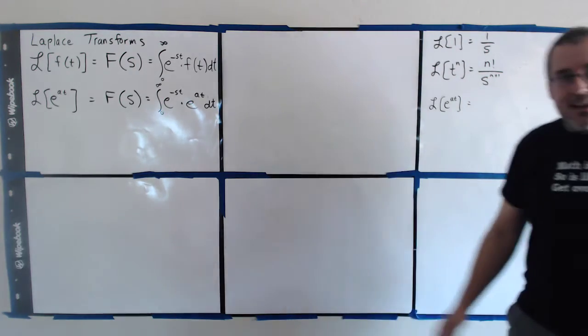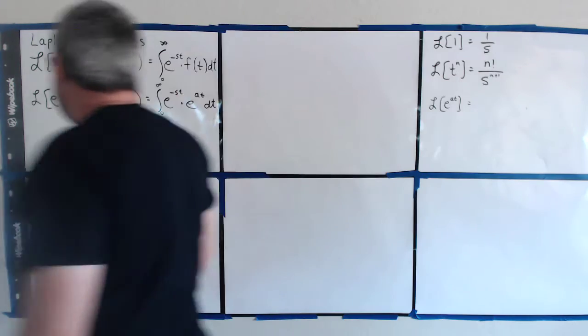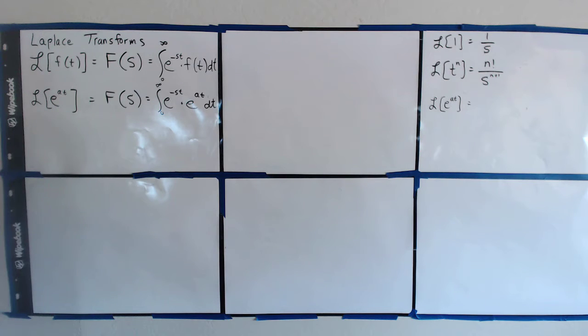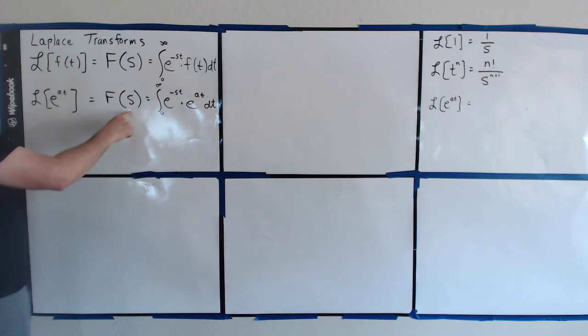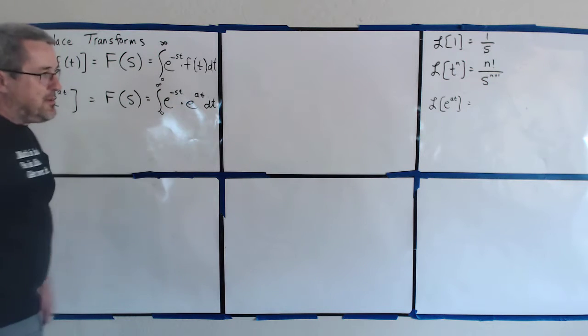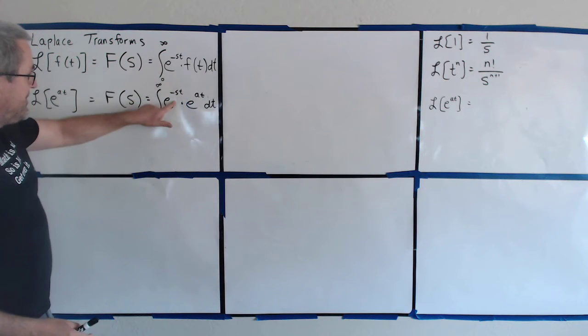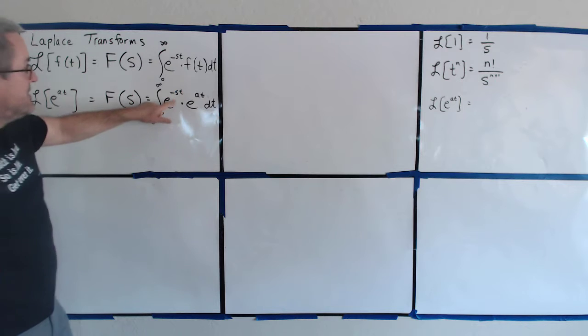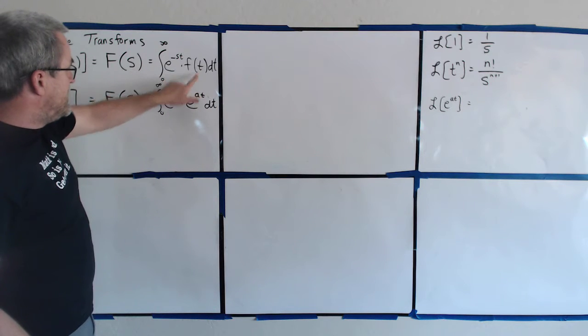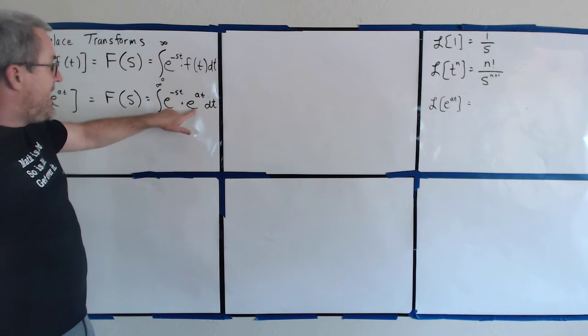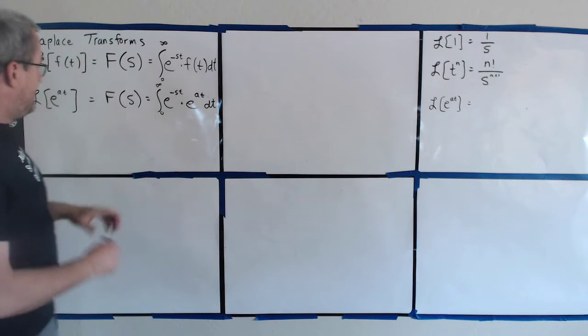Let's move on to the exponential e to the at. Let's transform the function e to the at to be a function of s following the Laplace transform. We always have e to the minus st, thank you Laplace, times the function you're transforming, in this case e to the at. Let's do it.